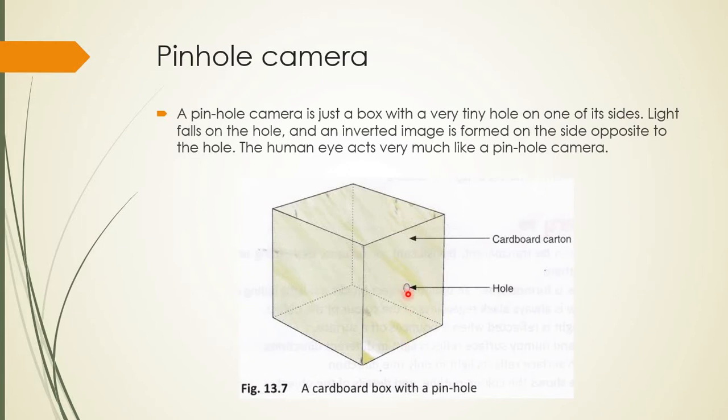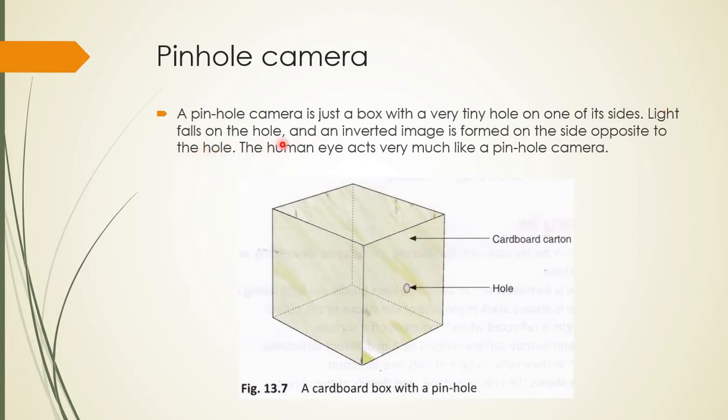At the central part of this side, there is one hole present. That is the pinhole camera. The hole is just similar to the tip of a pin; the size of the hole should be similar to the tip of the pin. So a pinhole camera is just like a box with a very small, tiny hole on one of its sides, as you can see here in this picture. This one is the cardboard carton.